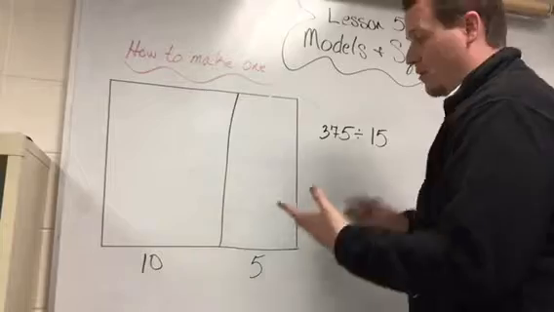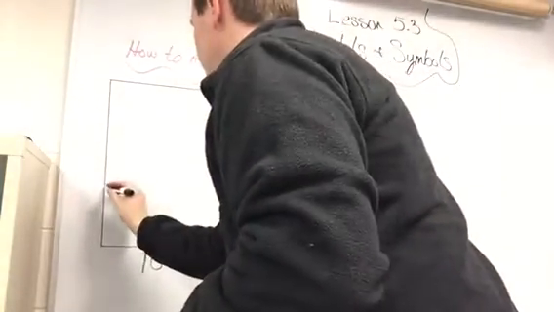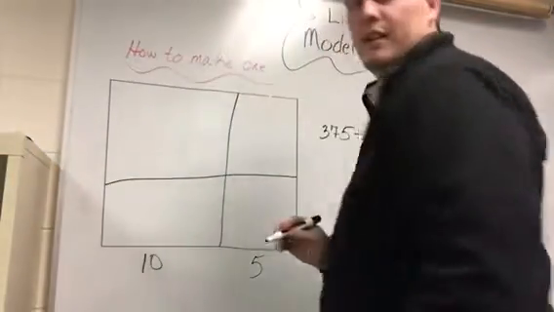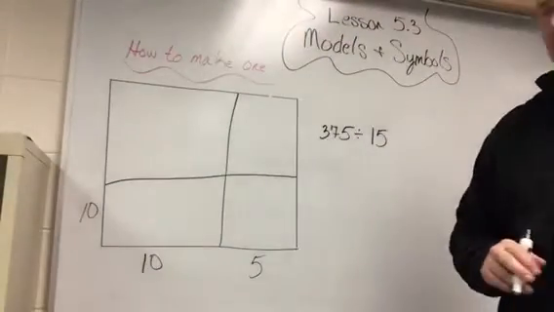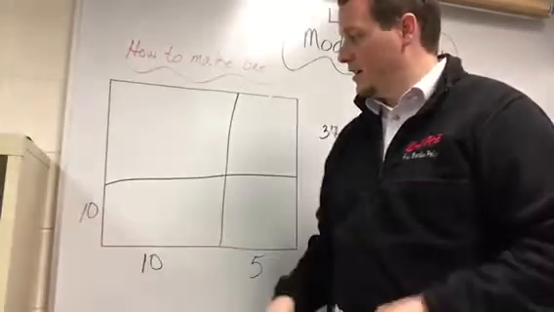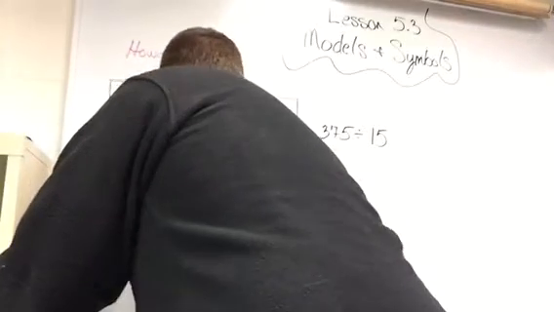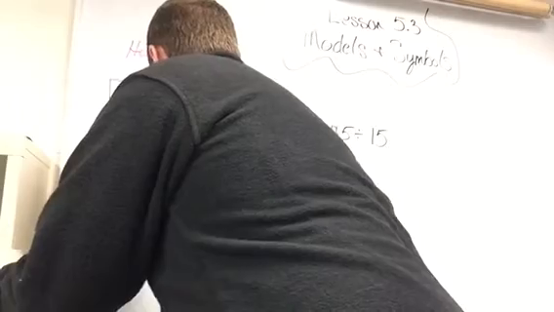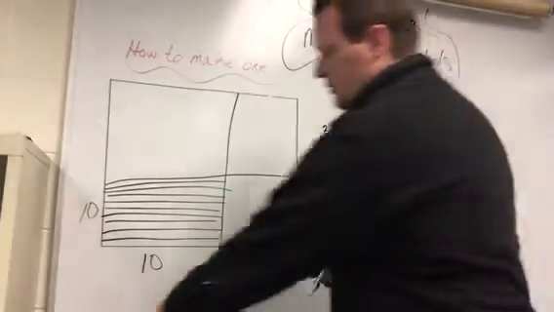But I need more than just 15. I need to get to 375. So I'm going to make another separation right there. And I'm going to say that this represents 10. So now I have 10 over here, and this is like saying 10 tens. So it's almost as if I'm saying like that, right?